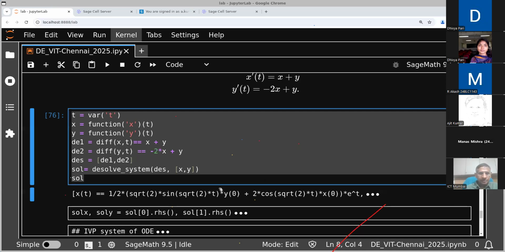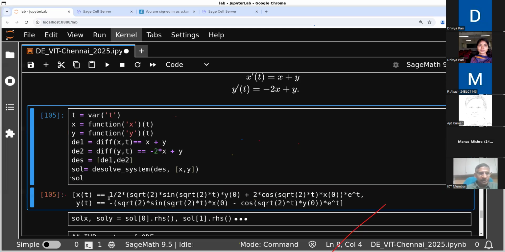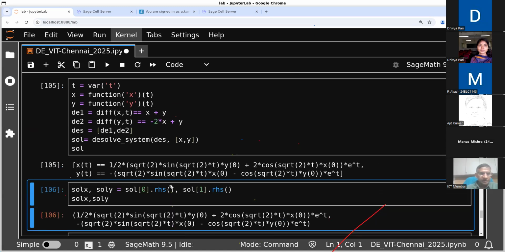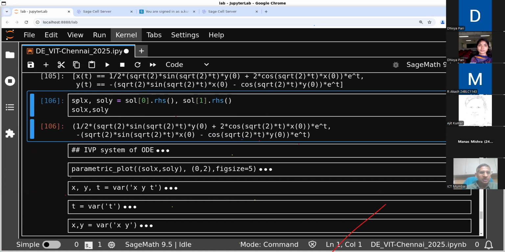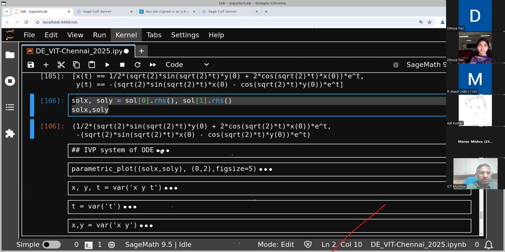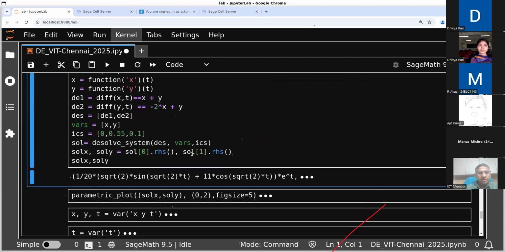this is how the solution looks like. x(t) is equal to half square root of 2 into sine of square root 2 t into y0, and so on. Initial conditions are not given here. I can find out its left hand side, and I can find out the solution in terms of x and y. And we can even take the initial condition, for example, at 0, x0 is 0.55 and y0 is 0.1.